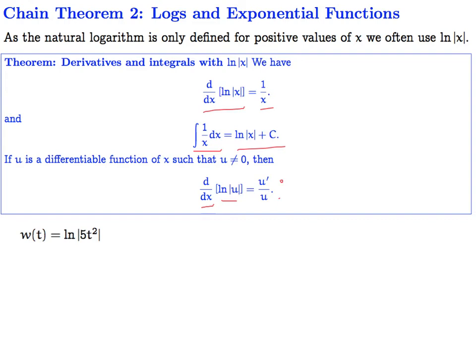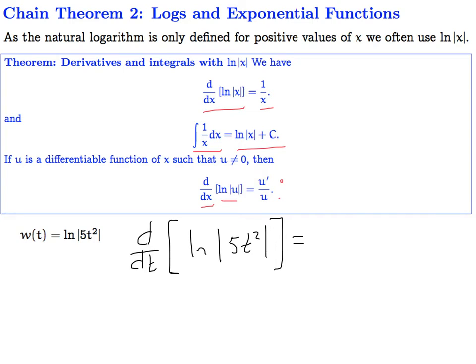As always, let's see this in an example. Suppose you have this function w of t is equal to the natural log of the absolute value of 5t squared. Well, we're not going to bother simplifying here. We're just going to go for it and take the derivative. So let's take the derivative with respect to t of the natural log of the absolute value of 5t squared.